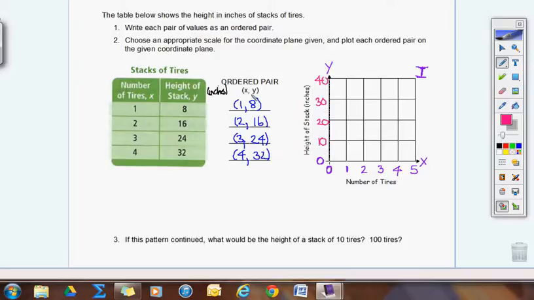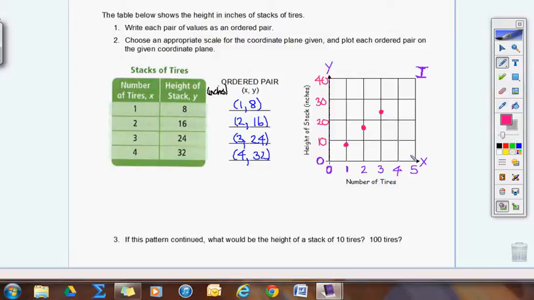So I'm going to plot the first ordered pair 1, 8. So when I've got 1 tire, 8's going to be a little bit less than 10, somewhere around there for the height of the stack. When I've got 2 tires, okay, I'm going to estimate 16. Halfway between 10 and 20 would be 15, so I'm going to go a little bit more than halfway. And then when I've got 3 tires, the height of the stack would be 24. Halfway in between 20 and 30 would be 25, so I'm going to go a little bit under halfway there.